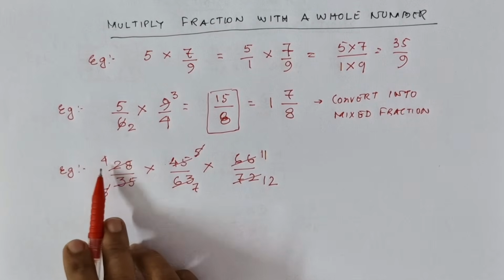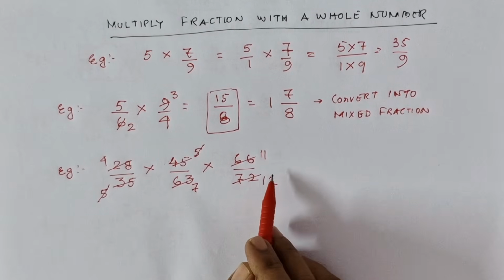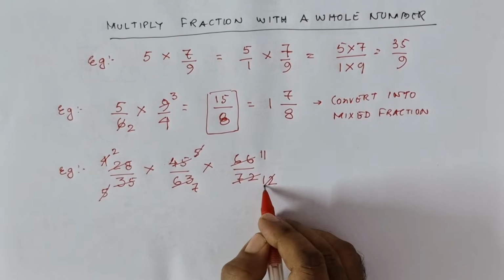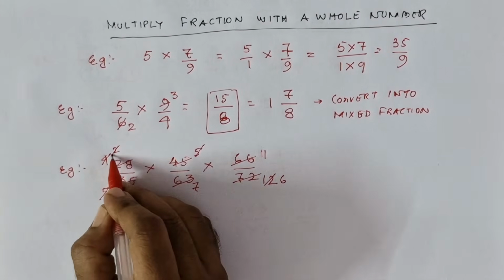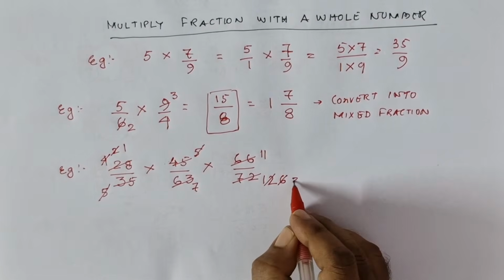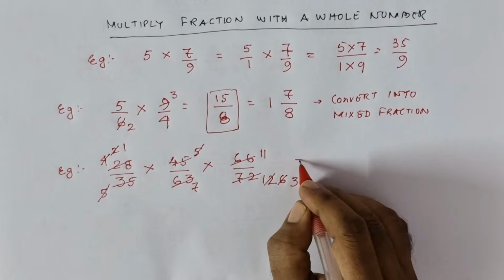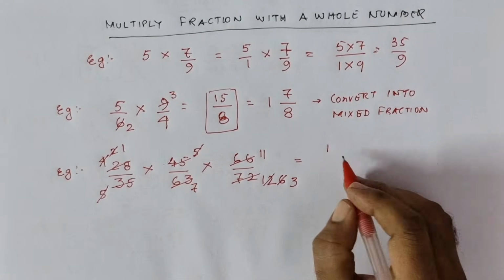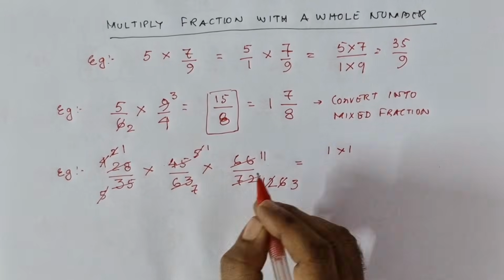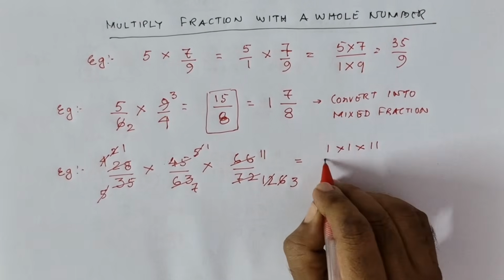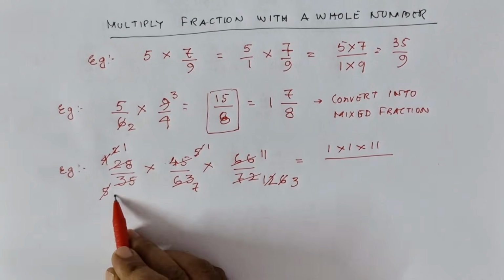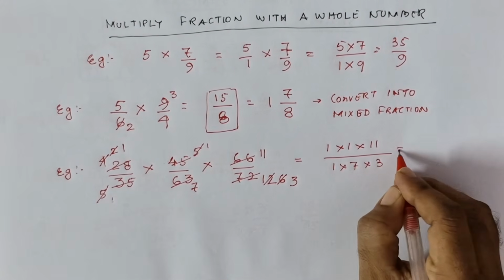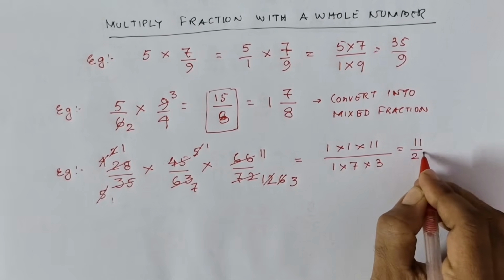Is there any chance? See, 4 here in the numerator and 12 in the denominator. So there is a chance. 2 2s are 4, 2 6s are 12, 2 1s are 2, 2 3s are 6. See, I have reduced it. Now the multiplication becomes easy. In the numerator, what is left? 1, 1 and 11. In the denominator, what is left? 1 into 7 into 3. That becomes 11 by 21.